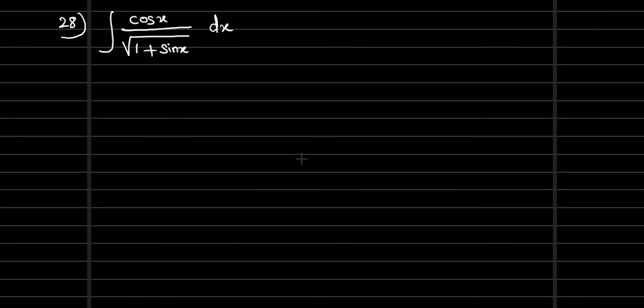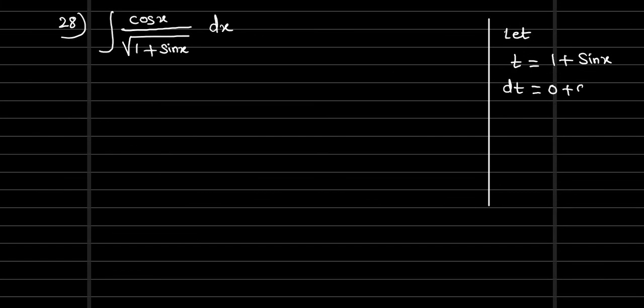So the inside of the square root term, I am going to consider as t. So let t equal to 1 plus sin x. And differentiating this, the constant term's differentiation is 0, sin x differentiation is cos x, x differentiation is dx. So dt is cos x dx.